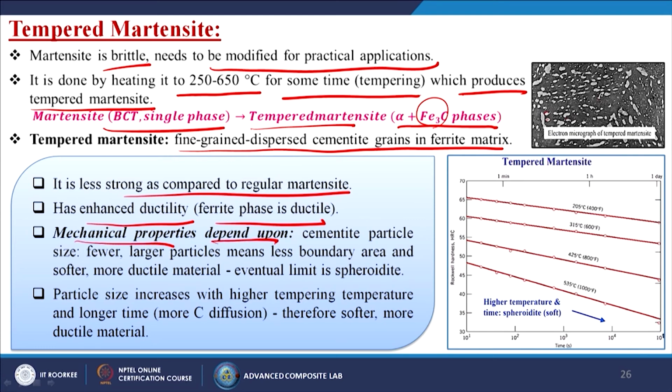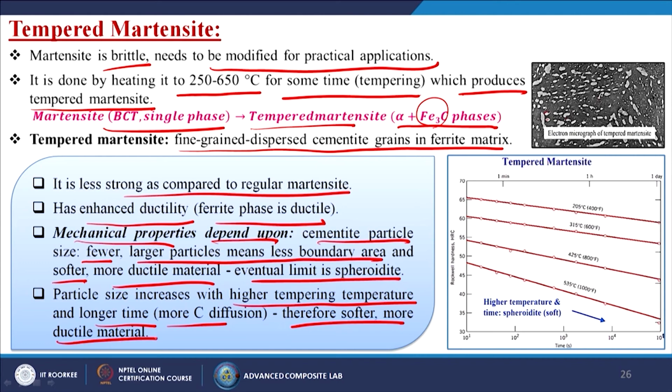Mechanical properties depend upon cementite particle size. Fewer, larger particles mean less boundary area and a softer, more ductile material, and the eventual limit is spheroidite. Particle size increases with higher temperature and longer time, which means more carbon diffusion is taking place, and therefore the material is softer and more ductile in nature. So, when we are talking about hardness against time at higher temperature, spheroidite is becoming softer because its hardness is going down, and the same holds for tempered martensite: at higher temperature it is becoming softer.